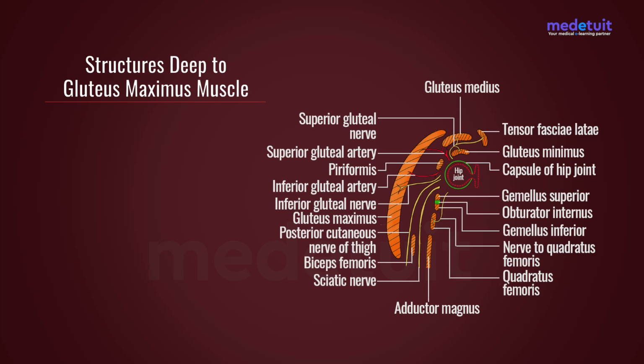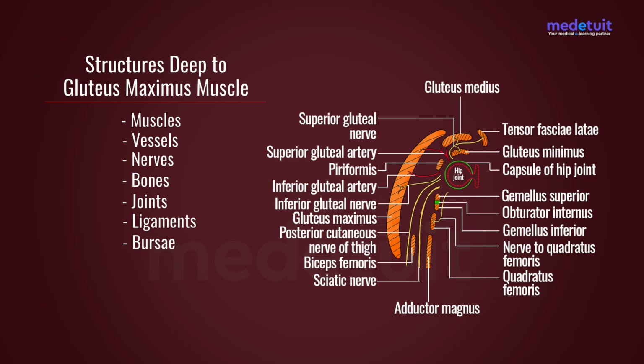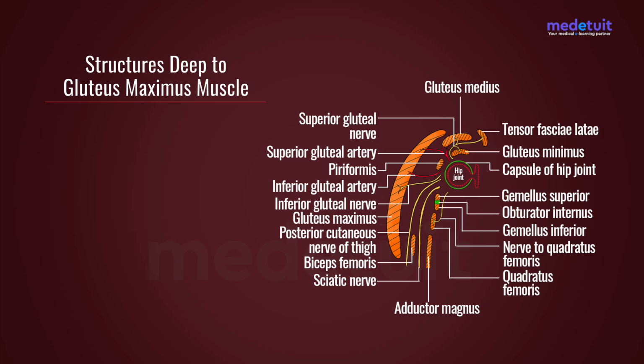Structures deep to the gluteus maximus muscle. Once we cut the gluteus maximus muscle, there are various structures. We have the muscles, we have the vessels, we have the nerves, we have the bones, we have the joints, we have the ligaments and the bursa. Let us discuss each structure in detail. The muscles which are present are in the intermediate layer as well as the deep layer.